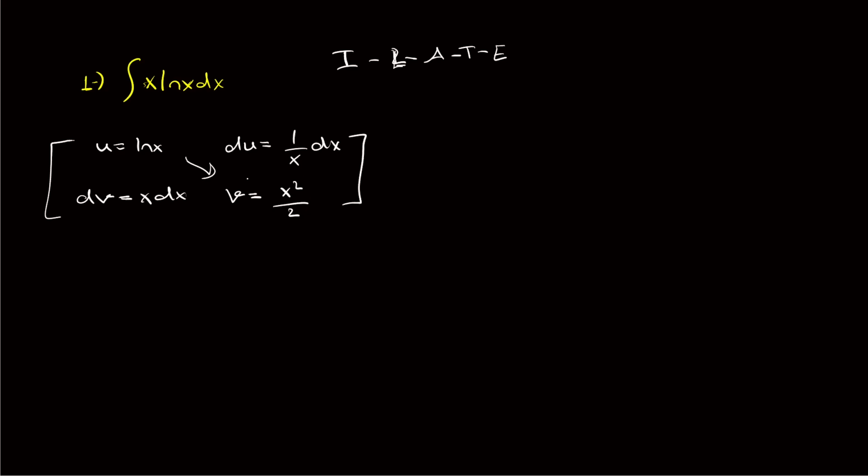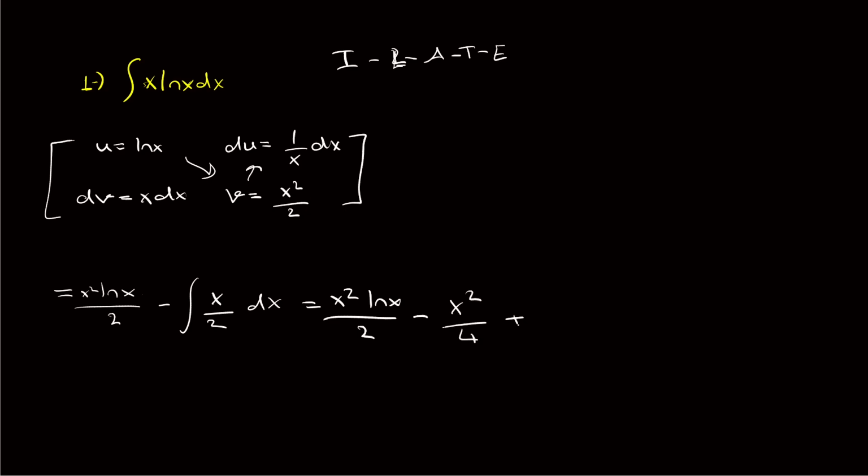It is time to follow the arrows. Or you can just say uv minus integral v du. I don't know how you remember it. This becomes x squared ln x over 2 minus integral x squared over x, which will be x, so x over 2 dx. This is easy to solve now. x squared ln x over 2 minus x squared over 2. There's also a 2, so x squared over 4 plus c.